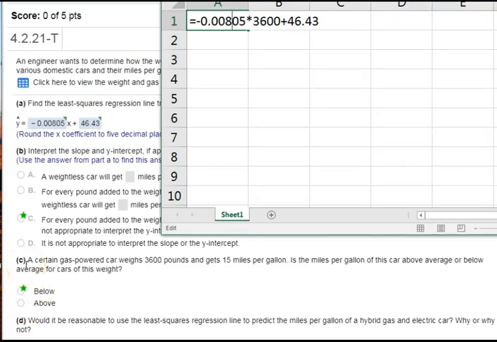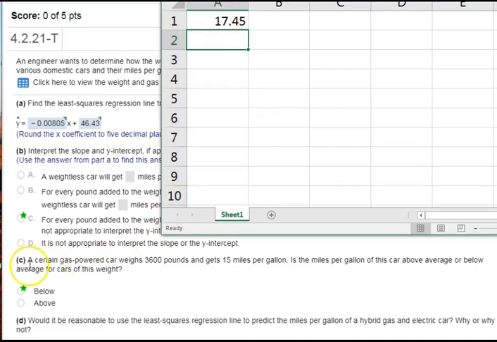For part C, they give us information about a specific car, how much it weighs, and what its miles per gallon is. And so enter in the weight for x here into the regression equation. So I'm entering 3,600 here, multiplying it by the slope and adding the y-intercept right here. And the regression equation gives me back a prediction for what the average car that weighs 3,600 will get, this is the gas mileage the average car that weighs 3,600 will get.